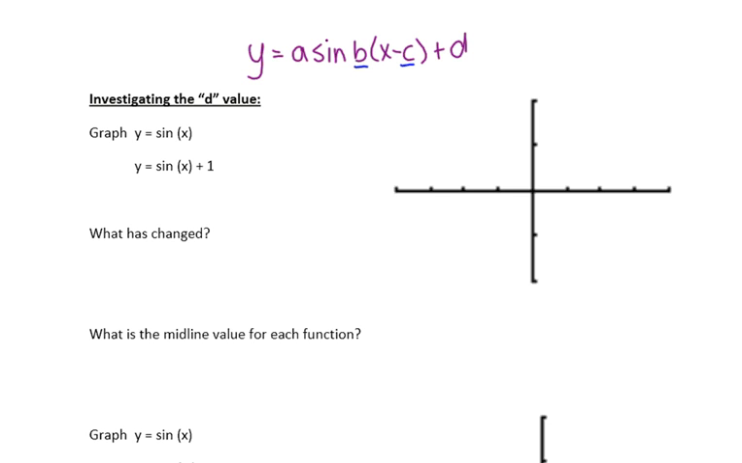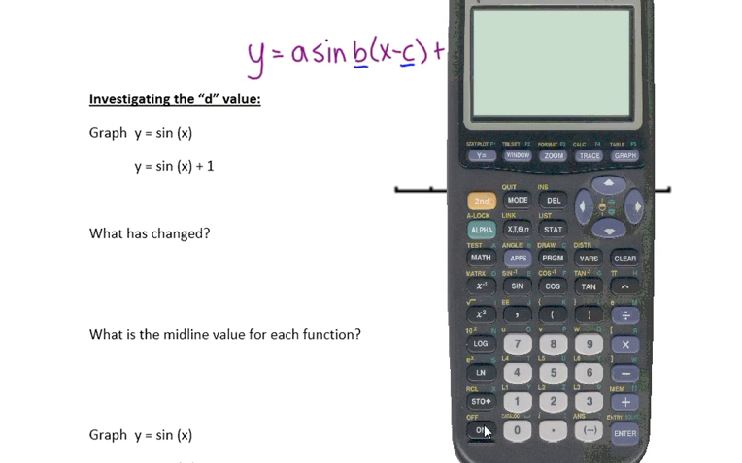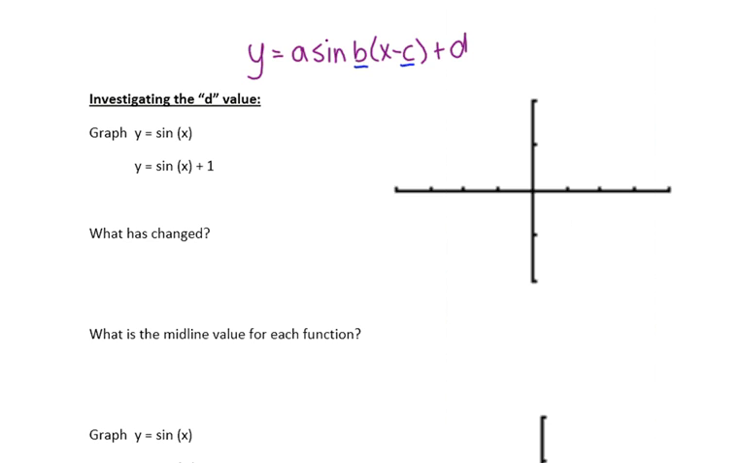So let's graph y equals sine x and then sine x plus 1. Notice the difference between the c and the d value. The c is inside of the sine, whereas the d is outside. You have to close that bracket. Our first graph, y equals sine x. Our second, y equals sine x, close the bracket this time, plus 1. So we're not putting the plus 1 inside the brackets. And then graph them. Start by sketching your sine x.